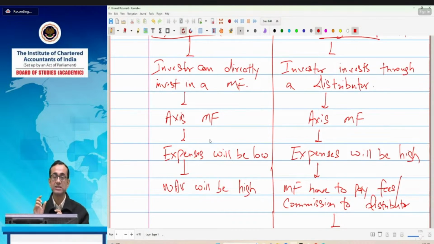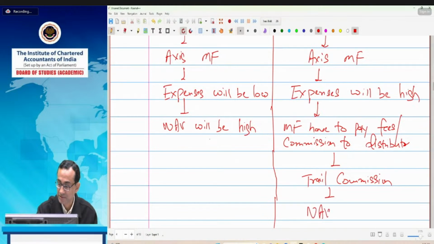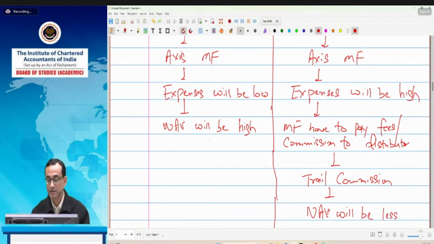And these expenses will not be borne by the mutual fund out of its own pocket. They will be deducted from the return of the investor. So that is why expenses will be high and return will be less. So NAV in case of the regular plan will be comparatively less. Okay, so this is what.